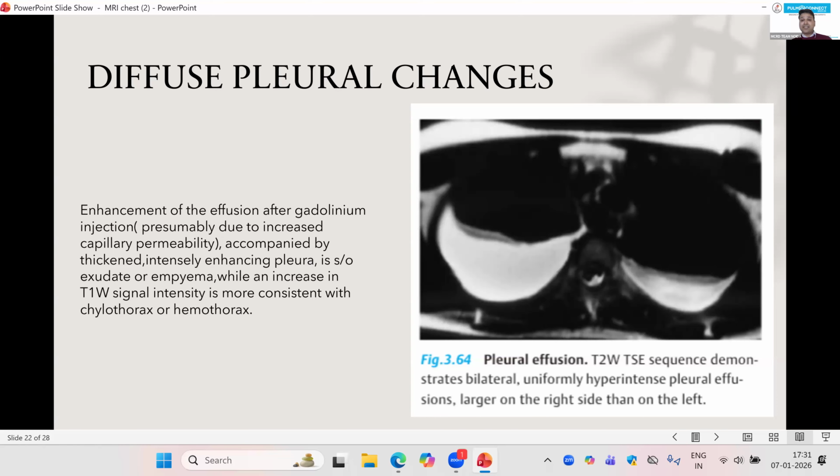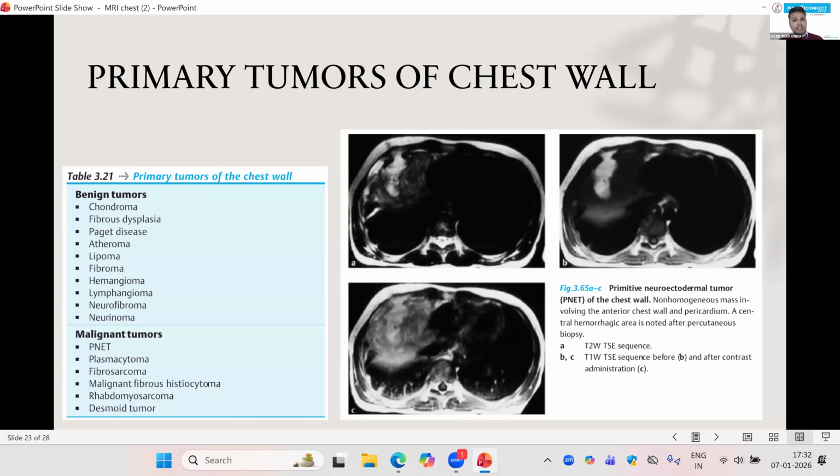Also, the T1 weighted images signal intensity is more consistent with chylothorax or hemothorax. Of course, ultrasound will be the more useful thing in diagnosis of the pericardial fluid and the pleural fluid itself. But yes, this can also be helpful. Now, primary tumors of the chest wall: you can see in the T1 and T2 weighted images, there is a lesion extending from the chest wall, and after the biopsy, there is an inconsistent lesion after the contrast which is given to the patient, and the lesion can be seen in a heterogeneous pattern.